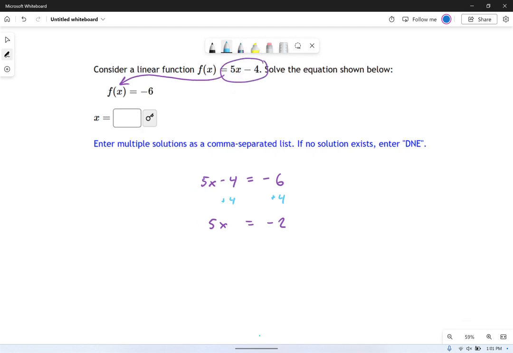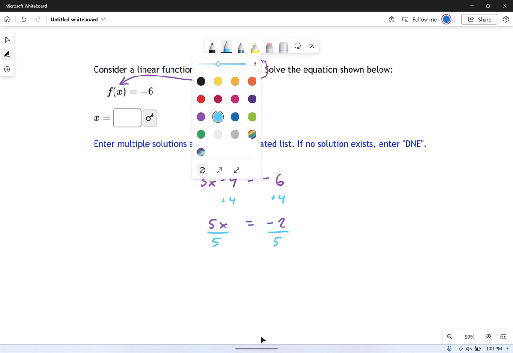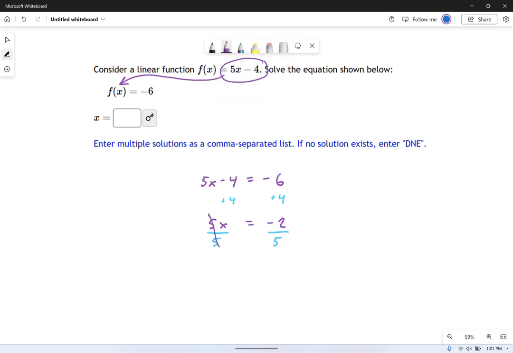And I still don't have a solution because a solution says x equals something, and I have 5x equals something. So I need to get rid of that 5x. Because that's multiplication, the only way you can get rid of it is division. So I'm going to divide both sides by 5. Okay, and let's see what happens then. The 5's cross out. This just becomes x equals a fraction, -2/5. Sometimes fractions will happen. That doesn't mean you're wrong. Okay, I would put this in my answer box like this.